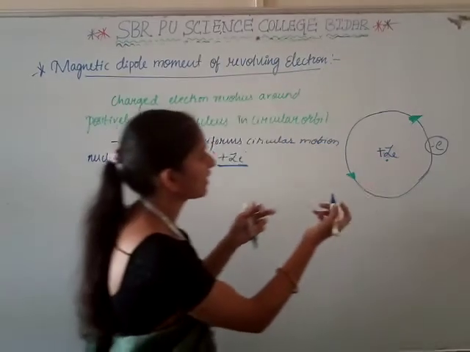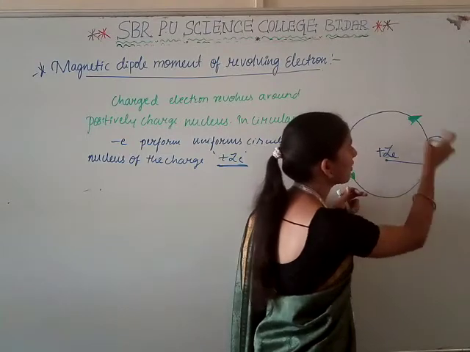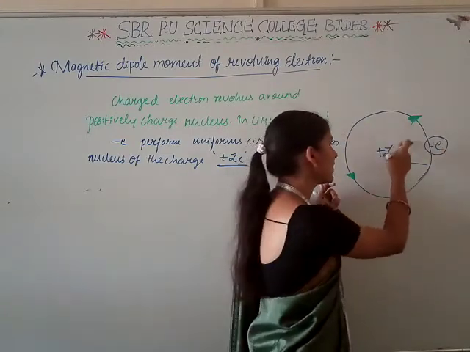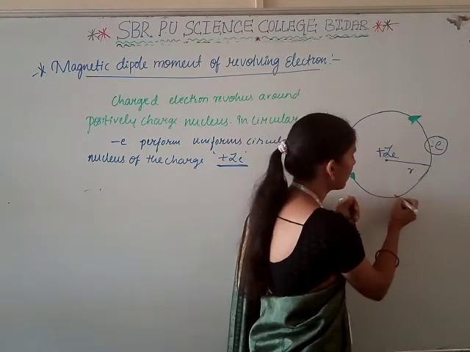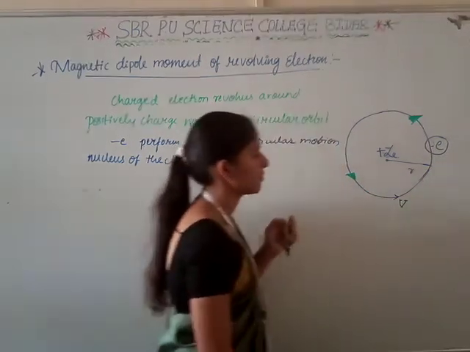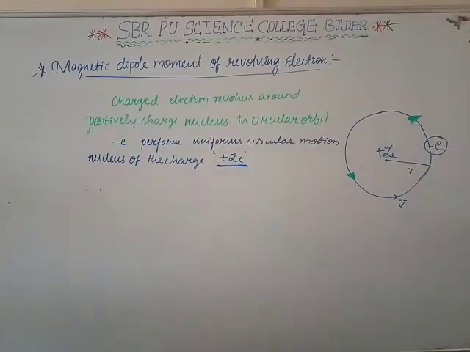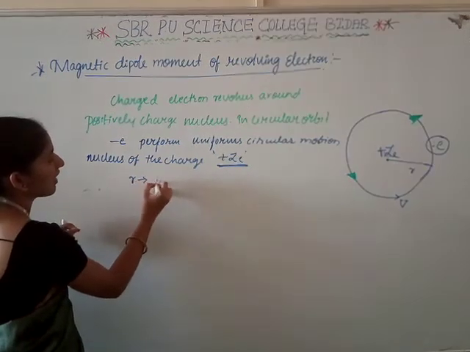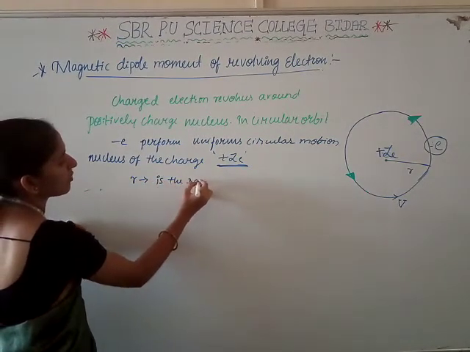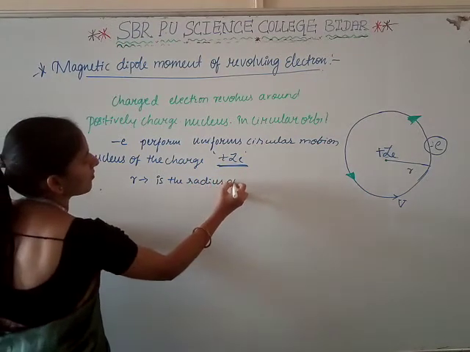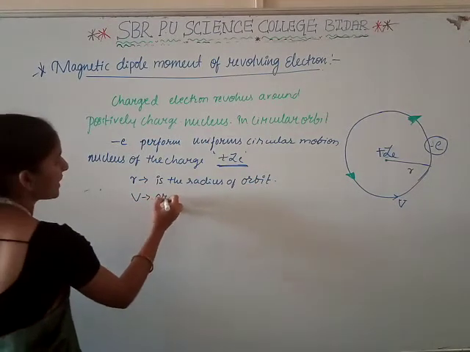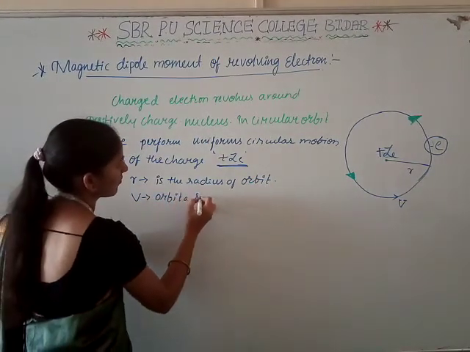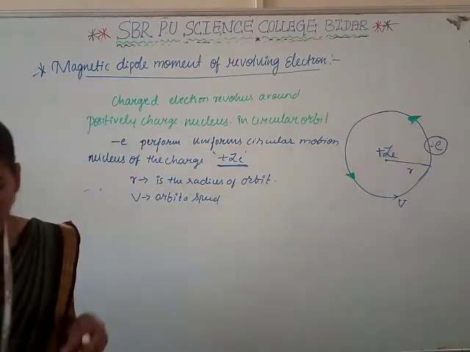It has a radius r. When the electron is uniformly moving around the nucleus of a charge, it has a radius r and the speed is v. Here r is the radius of the orbit, and v is the orbital speed.